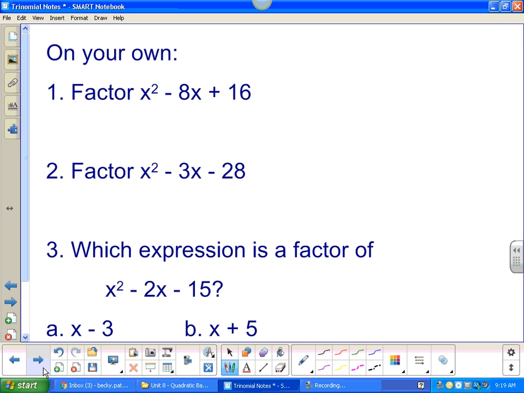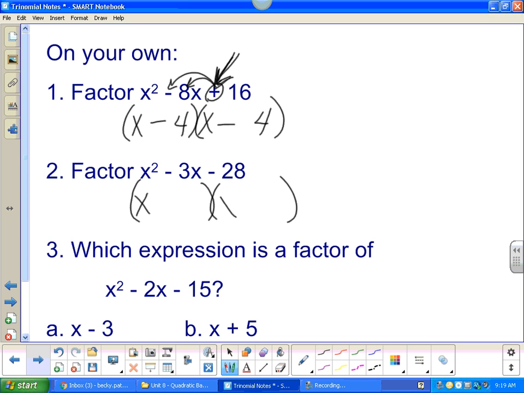Okay, so if we look at the on your own. So let's go back and let's revisit when the second sign was a plus sign. So you got x and x. Factors of 16 that add to give you 8. That's 4 and 4. All right, now talk to me about signs. If your second sign's a plus, your signs are the same. They will be whatever the first sign is. Factors of 28 subtract to give you 3. That's 7 and 4. Signs are different. Bigger number gets the negative.